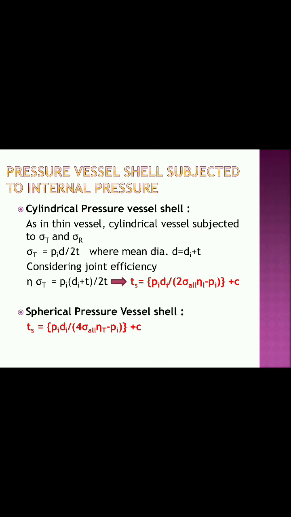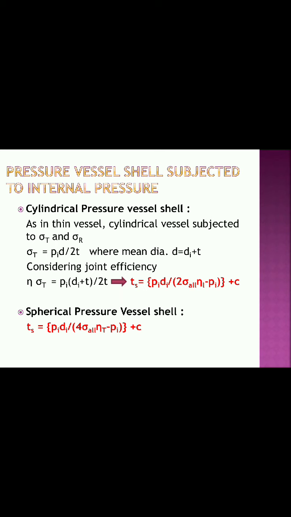Now, pressure vessel shell subjected to internal pressure. The cylindrical pressure vessel shell, if it is a case of a thin vessel, is basically subjected to tangential and radial stresses. So let us consider sigma t is equal to pi d upon 2t, where mean diameter d is equal to di plus t.